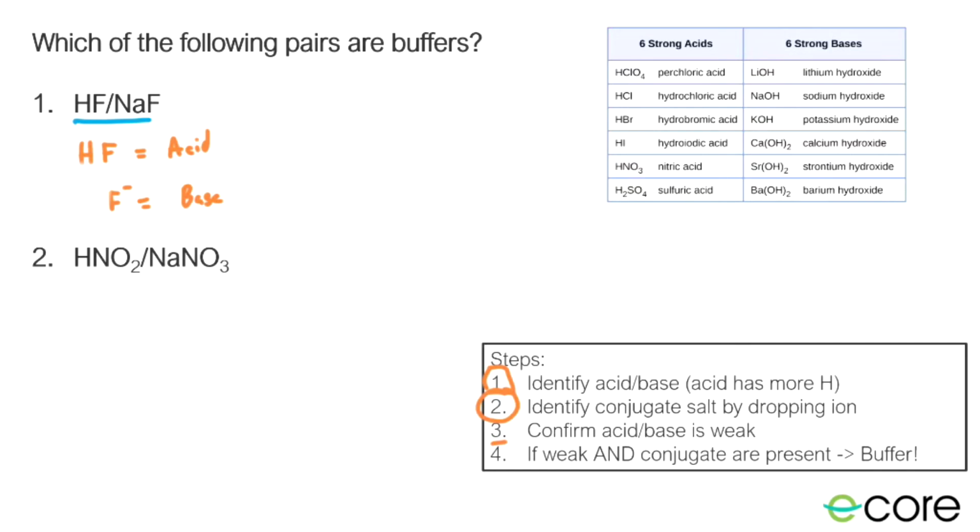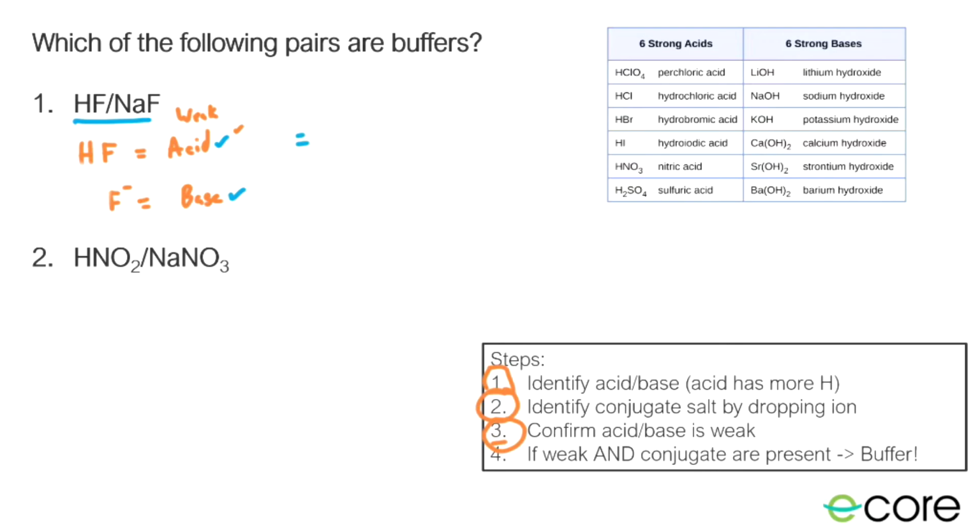HF is a weak acid, and in fact, it's one of the most common weak acids. So this is a weak acid, that's good. And then last step, if I have a weak acid and its conjugate base, then I have a buffer. Okay, so I have a weak acid, check. And this is its conjugate base because notice if I just drop off the hydrogen, I get a match between those two. They're both just Fs. So I have there a common ion. They both have F-. They have a weak acid and its conjugate base. So this actually is a buffer.